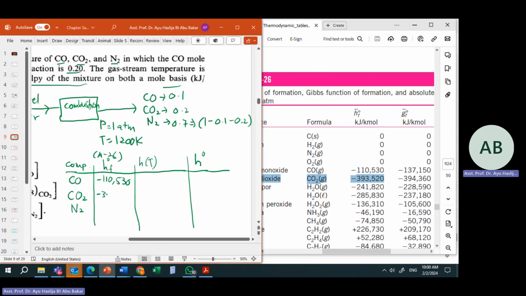CO2 negative 393. Okay, then N2 0. Okay.